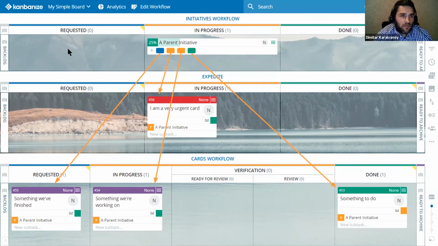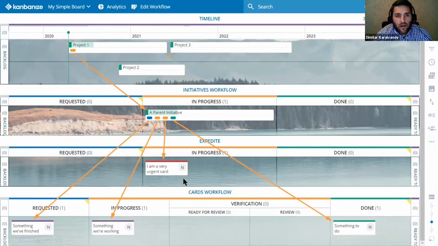So it sits here under requested. And when any of those 4 children cards gets started, the initiative goes automatically to in progress. Then as the children cards are being completed, we will calculate the progress for you. We see 25% for this particular one. And this is also based on the size of each of the cards.